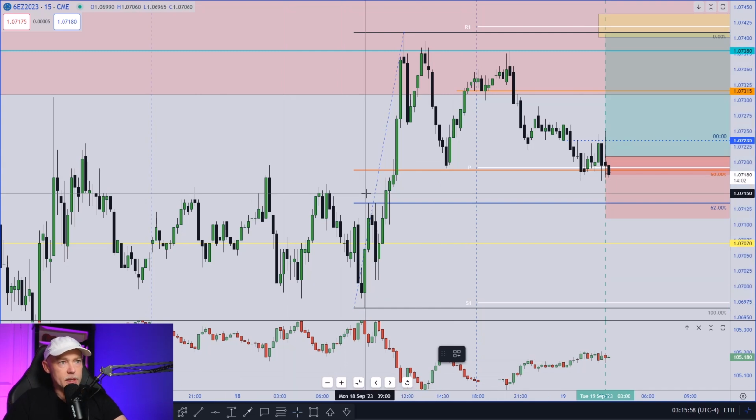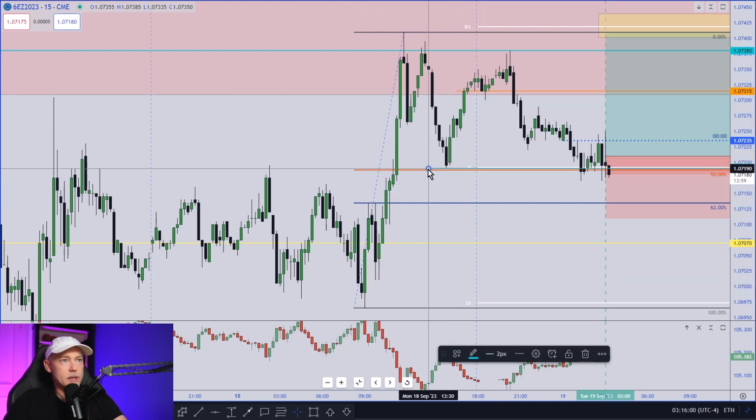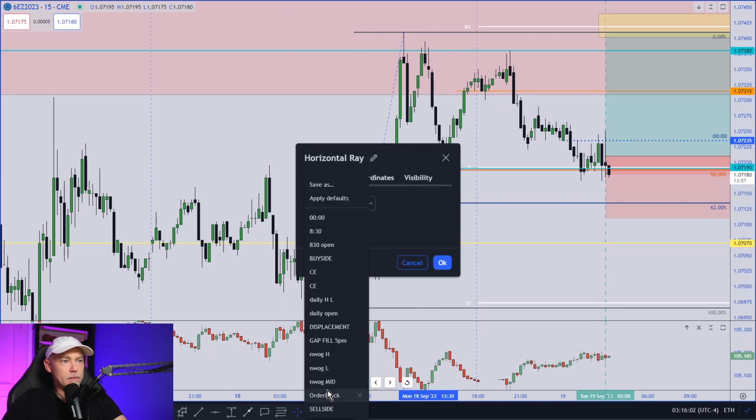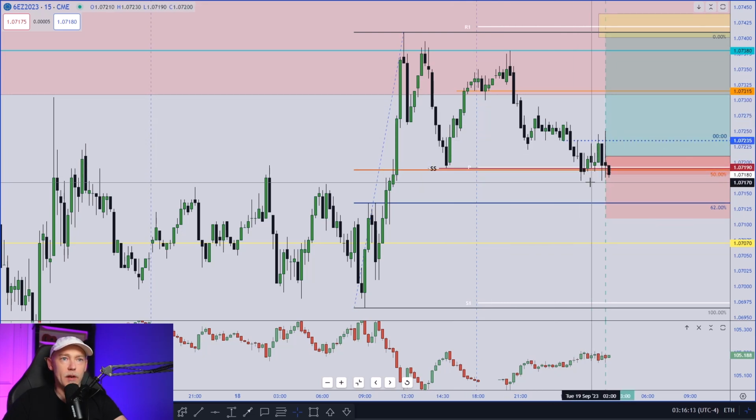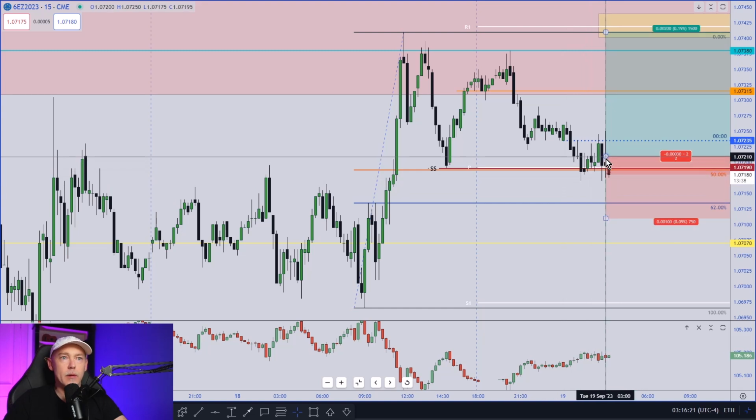So I would see this low over here as a sell side liquidity level. So there would have been a lot of resting stop losses under this as price was moving higher. And we came down into the European Open. We're after dipping down in there, triggering some sell stop orders. And when we had this bit of a bounce here, I went long.